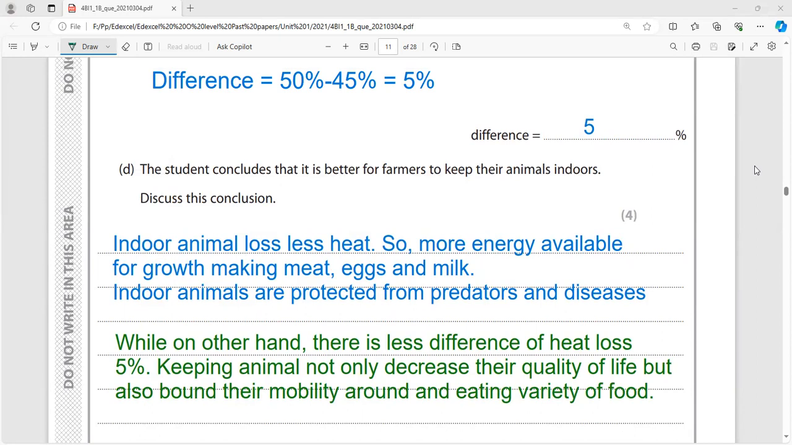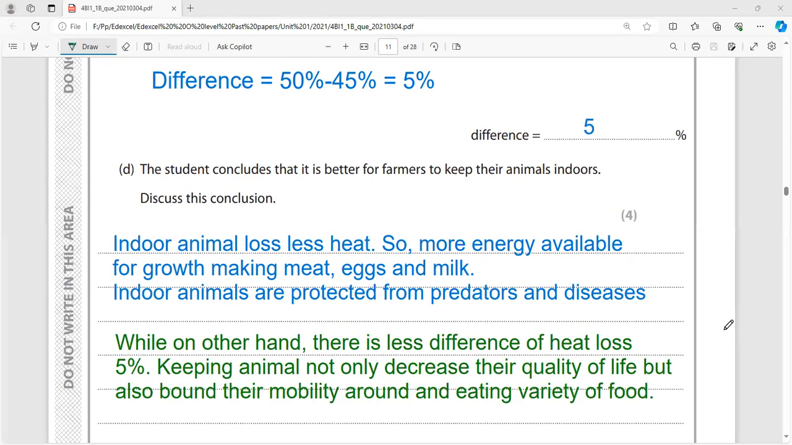But the examiner is asking to discuss the conclusion. The examiner is not asking to write only the benefits or only the drawbacks, so you need to discuss both here. The keywords divide the question into two parts. First, you write the advantages of animals being indoors. The second part is the argument against it: on the other hand, there is less difference in heat loss. Why? Because there's not much difference between indoor and outdoor animals. So that's one keyword.